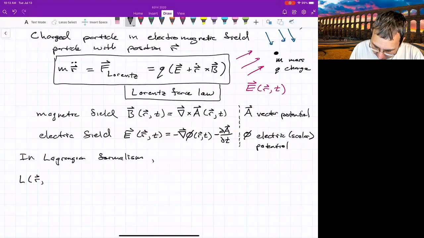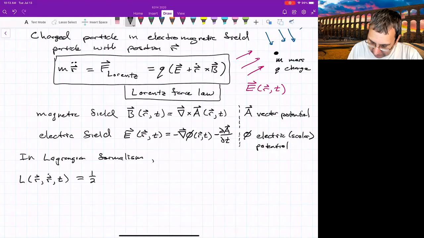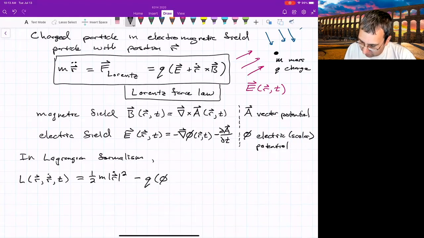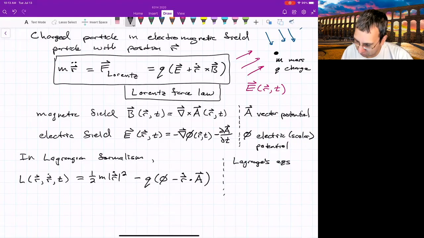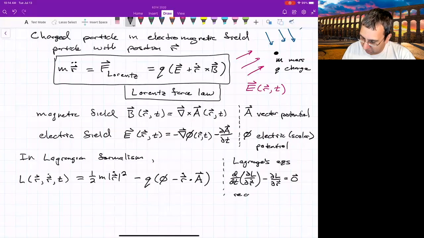So, write it this way, the Lagrangian function is going to be the kinetic energy, so 1/2 m, the magnitude of the inertial velocity squared, and then another term, minus q phi, plus q times the velocity, r dot, dotted with A. So that's kind of a weird term. And then when we write Lagrange's equations, which we could write in this shorthand way, d by dt of partial L partial r dot, where we know this stands for three different equations, but we're summarizing it as a vector, Lagrange's equations recover the Lorentz force law.